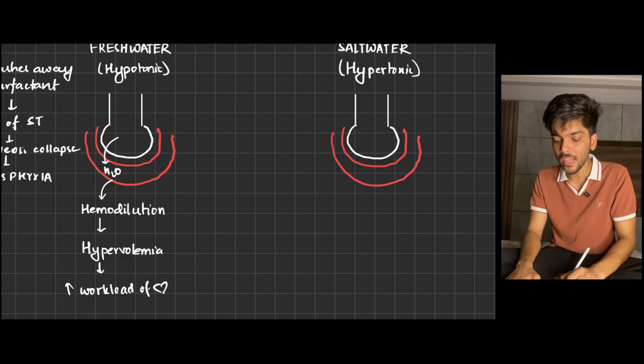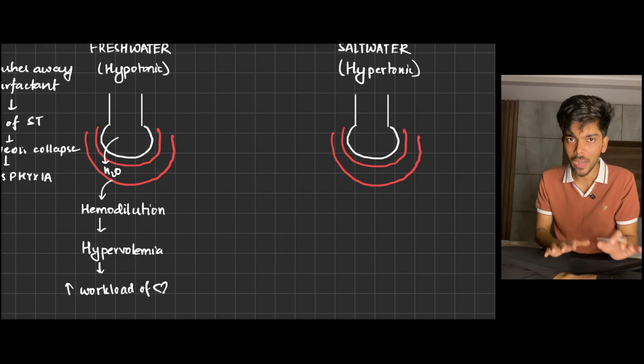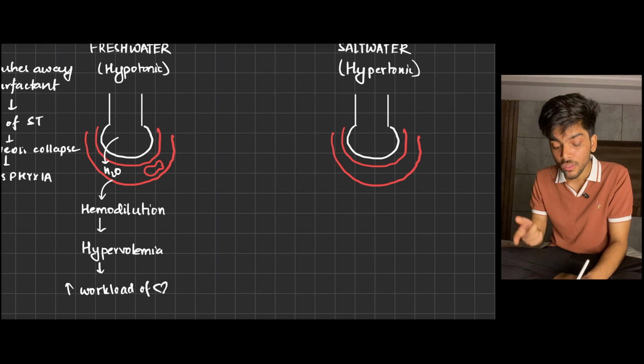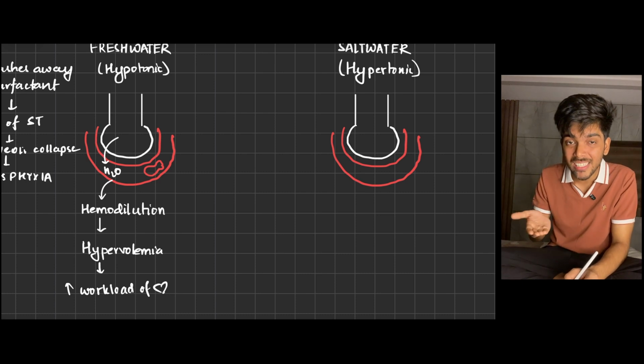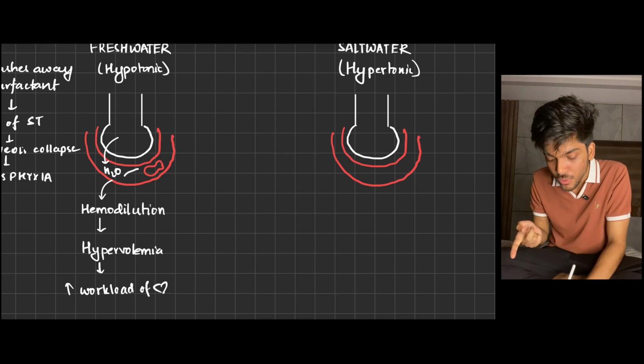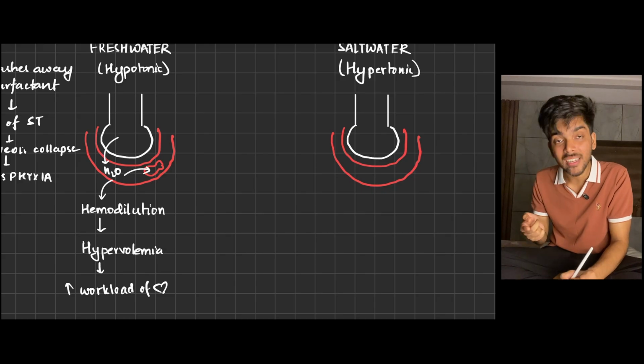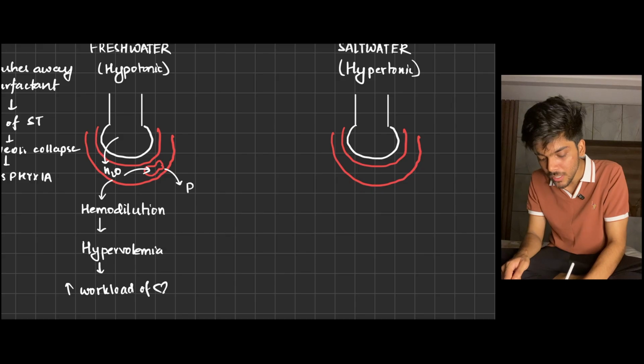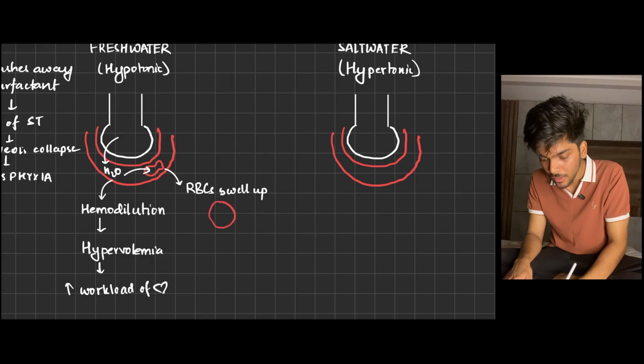Second, what happens? What else is inside the blood? There is plasma and there are your RBCs. The RBCs are also comparatively hypertonic. So the extra added water from the plasma also enters inside the concentrated RBCs. As a result, the RBCs swell up and eventually burst.